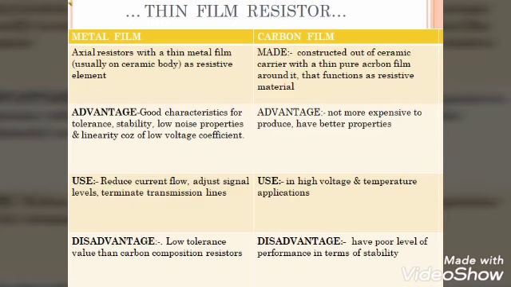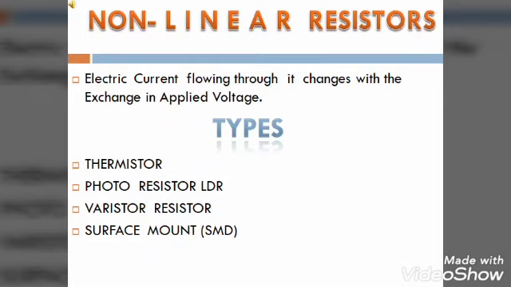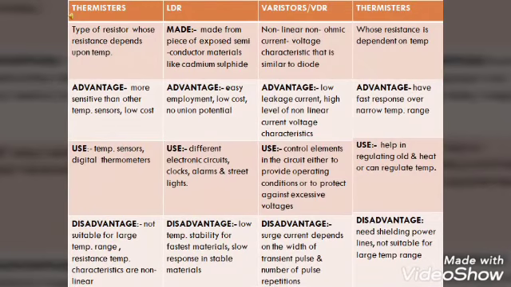Now we have completed linear resistors. We'll be going to non-linear resistors. Those types of resistors in which the electric current flow changes with a change in applied voltage can be considered non-linear. There are four types of non-linear resistors. Let's discuss them. Here we have first thermistors. They are the type of resistors whose resistance depends upon the temperature. Next we have LDRs or photoresistors.